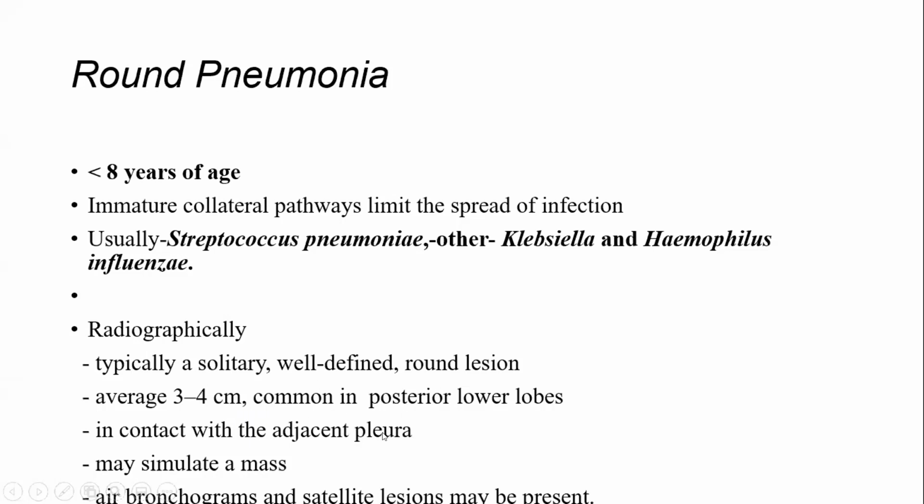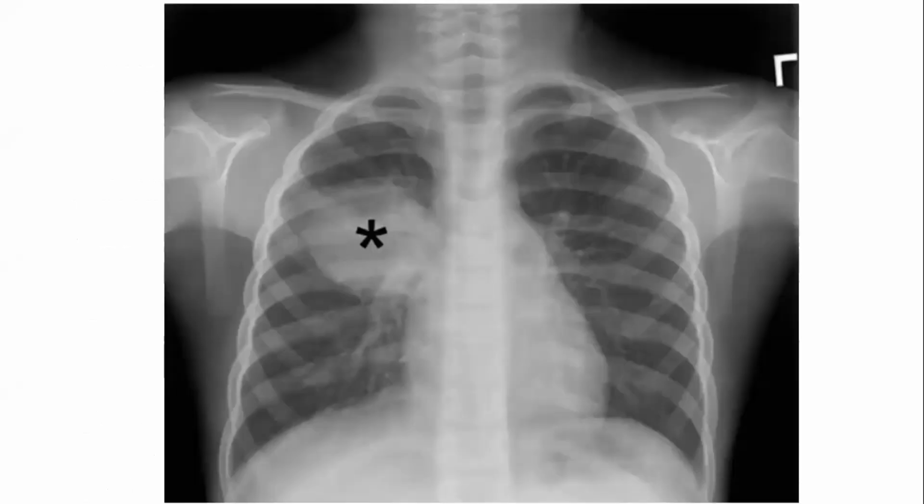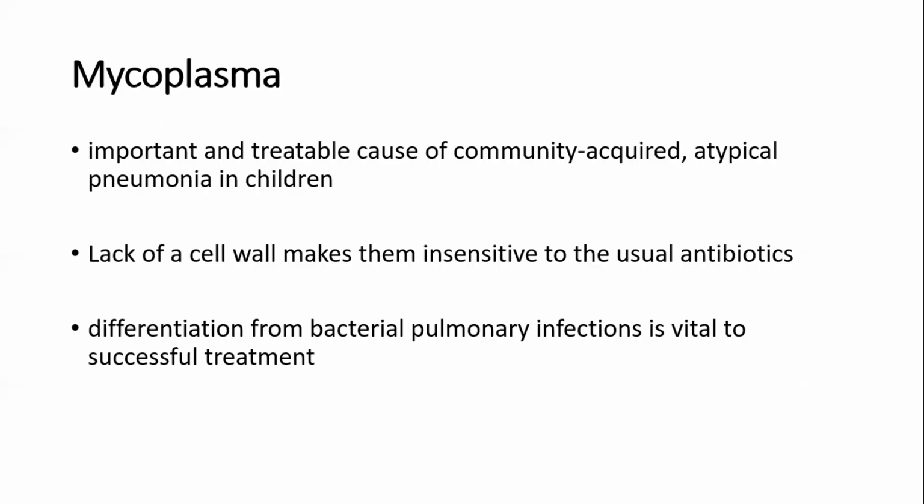You usually see it adjacent to the pleura in the lower lobes, but you may see it in the upper lobes also. The thing is that you may not see an air bronchogram. If you see an air bronchogram, it's easy. You will know that this is a consolidation. But even if you don't see a bronchogram, if the child is clinically responding to your treatment, you don't need to do a follow-up X-ray even. This is a round pneumonia. Unfortunately, this child also doesn't have a proper air bronchogram. But if you treat and the child is clinically getting better, it will disappear after a few days.